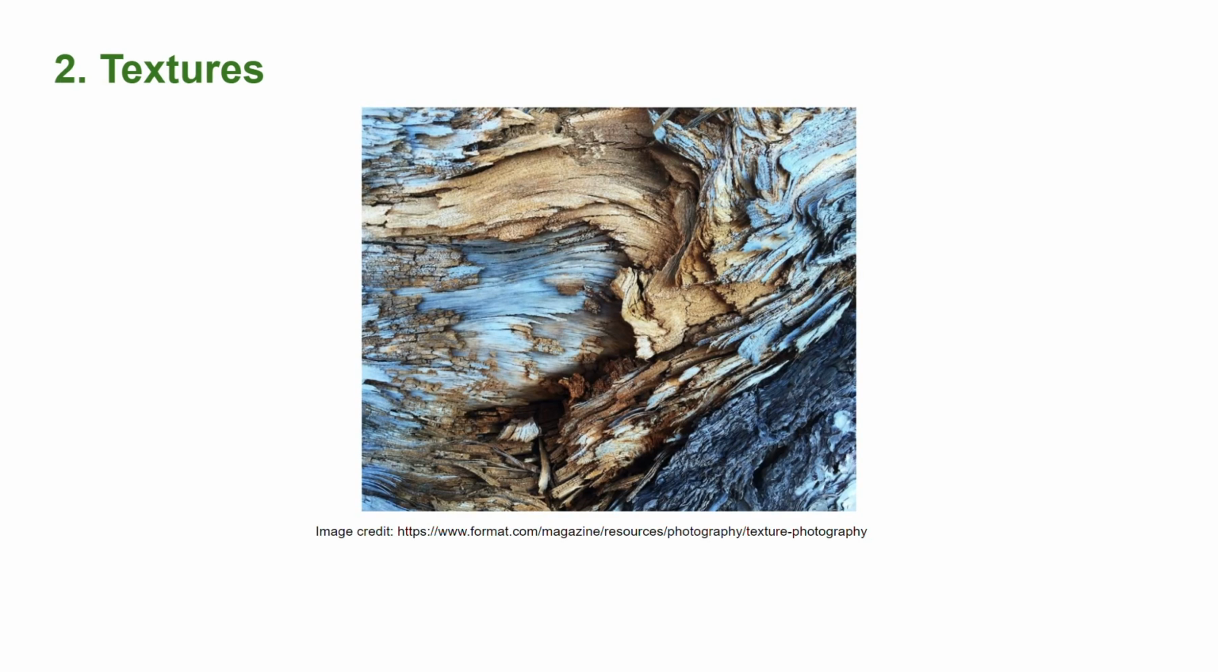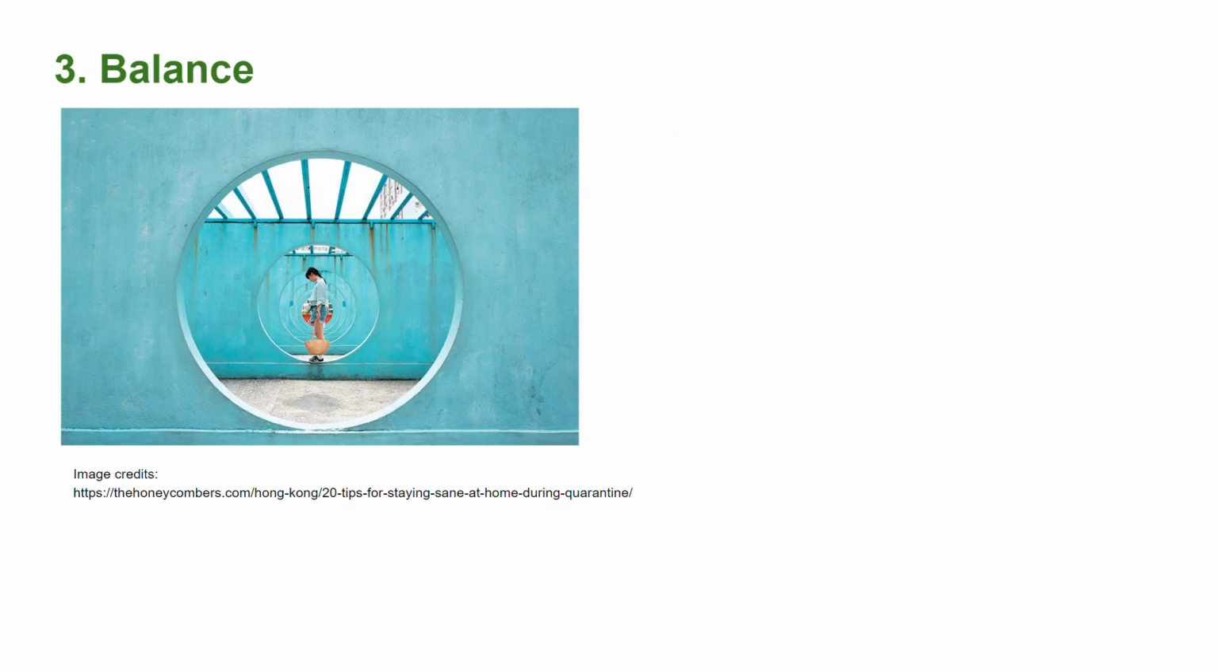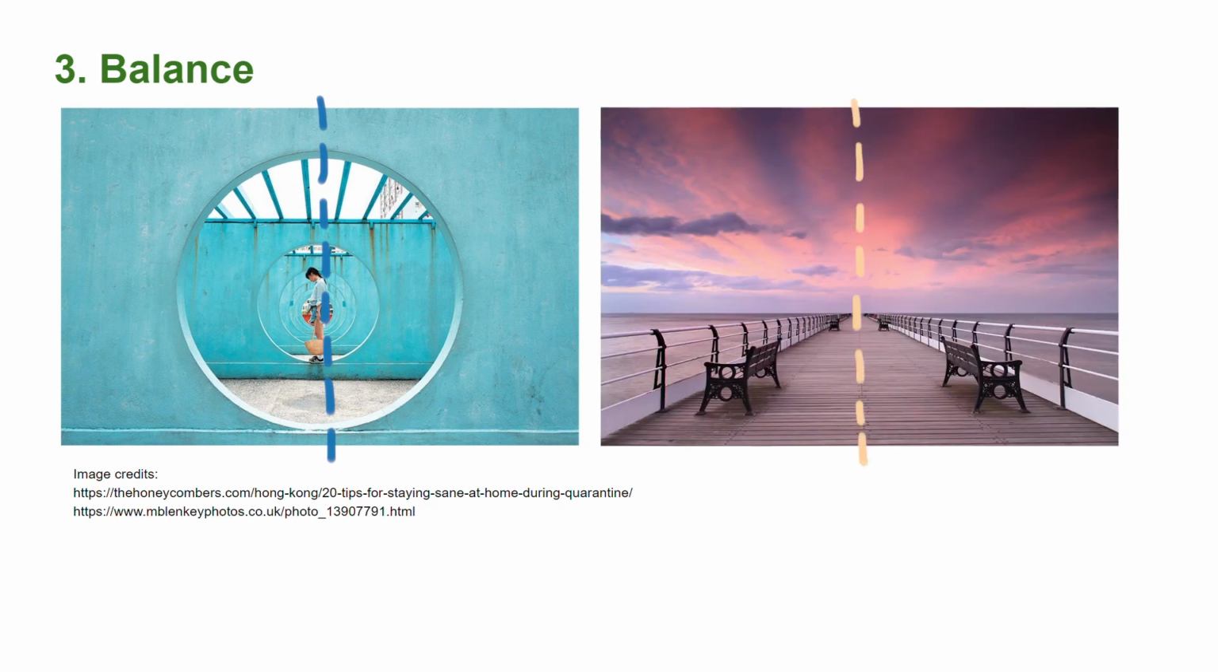Second, textures. Capturing the uneven texture of tree bark, like in the image here, can make your photographs look more interesting. Third, balance. The image is centered and the focus is on the person in the middle, showing how the image is balanced and symmetrical. Shapes are also seen in the circle that frame the image. Here's another example of a symmetrical landscape.